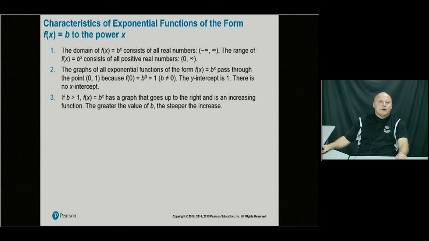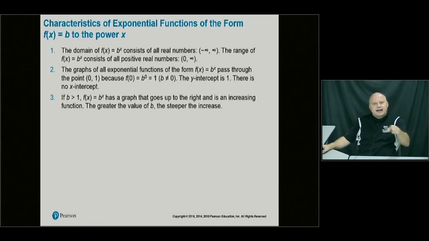If b is greater than 1, b to the x has a graph that goes up to the right and is an increasing function. So it kind of looks like that backwards L shape I just referred to a while ago. And the greater the value of b, the steeper the increase. So 4 to the x is steeper than 3 to the x. It's more sharper corners up.